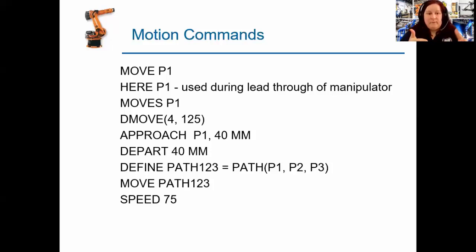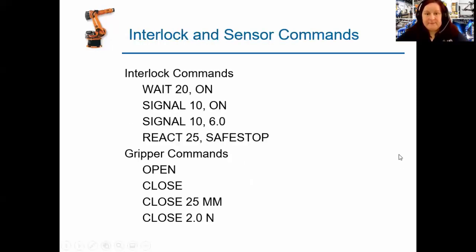This is one example of the motion command. So we can say move P1. Here P1 is defined using lead-through, where the manipulator moves to P1. We also have D move, approach, depart, define path, move path, and speed, and we can define what the speed is there. When you define the path, for example, in this case 1, 2, 3, we will say that path 1, 2, 3 has 3 points: point 1, point 2, point 3. And we say move path, go 1, 2, 3, and it will go through these 3 points.